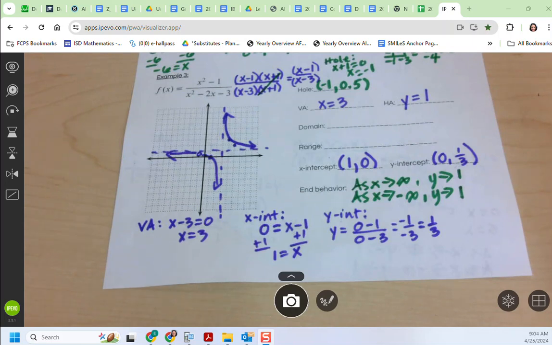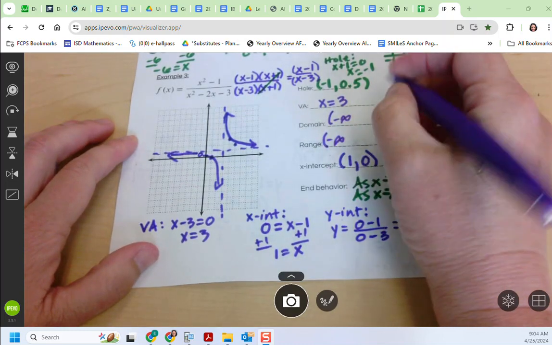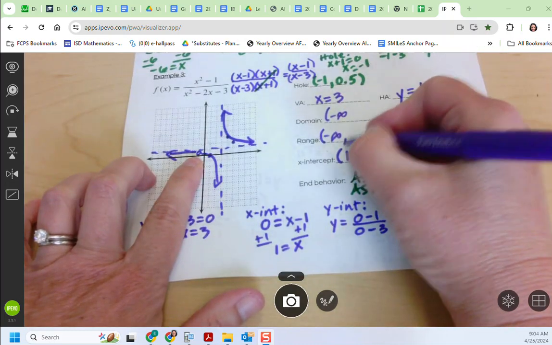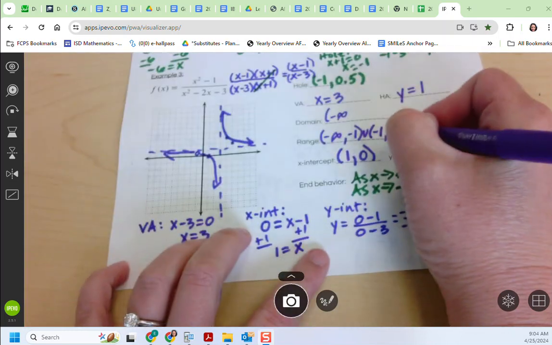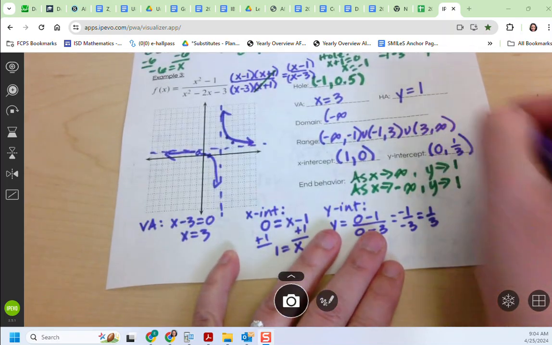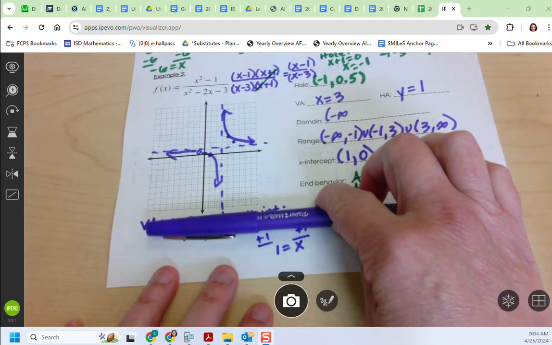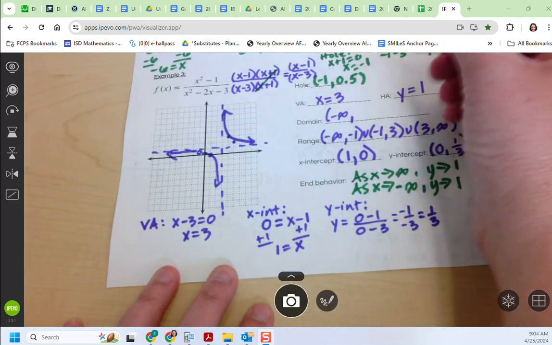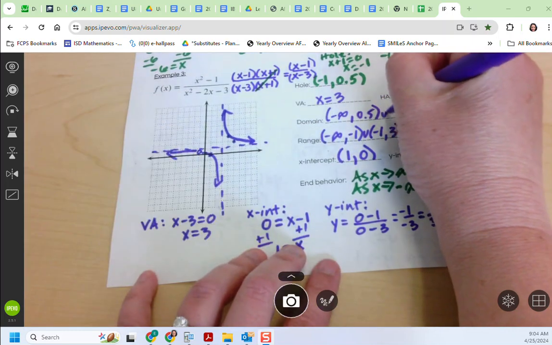All right. Try to work ahead of me on domain and range. And then my domain goes negative infinity until the hole, so that would be -1. And then the hole to the asymptote, so -1 to 3. And then from the asymptote to infinity. And then your range is going to be negative infinity up to the hole. And the hole was at 0.5. And then you've got this little tiny piece between the hole and the asymptote, 0.5 to 1. And then from the asymptote up to infinity.